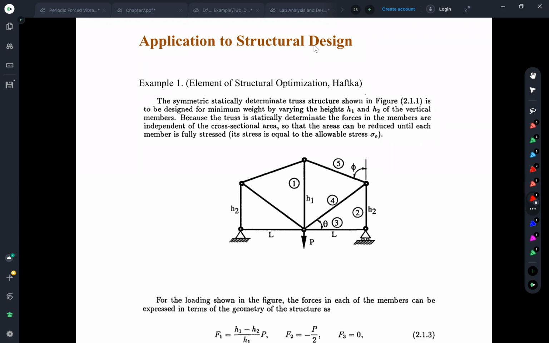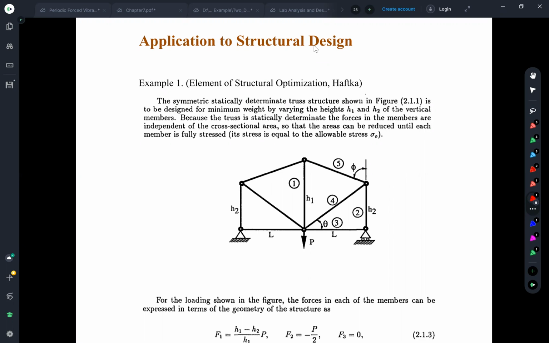Especially for the structural engineering applications. These are the two examples I selected from the text to show you how we can apply optimization to the real world to design your structural members. And maybe this one is a loop truss, maybe a bridge. You can imagine that.